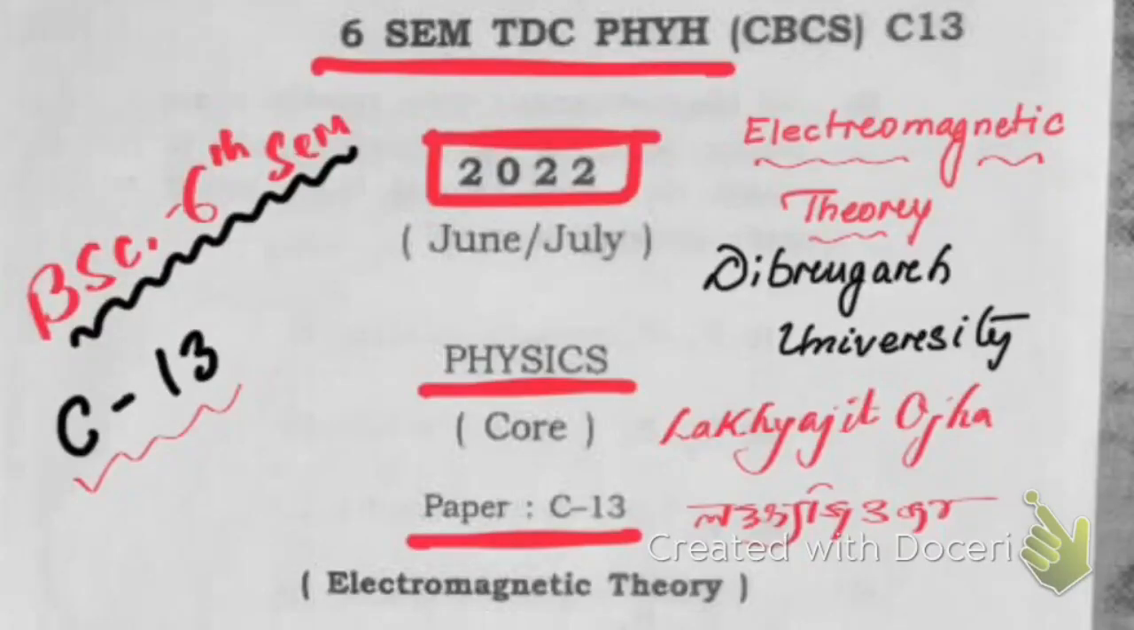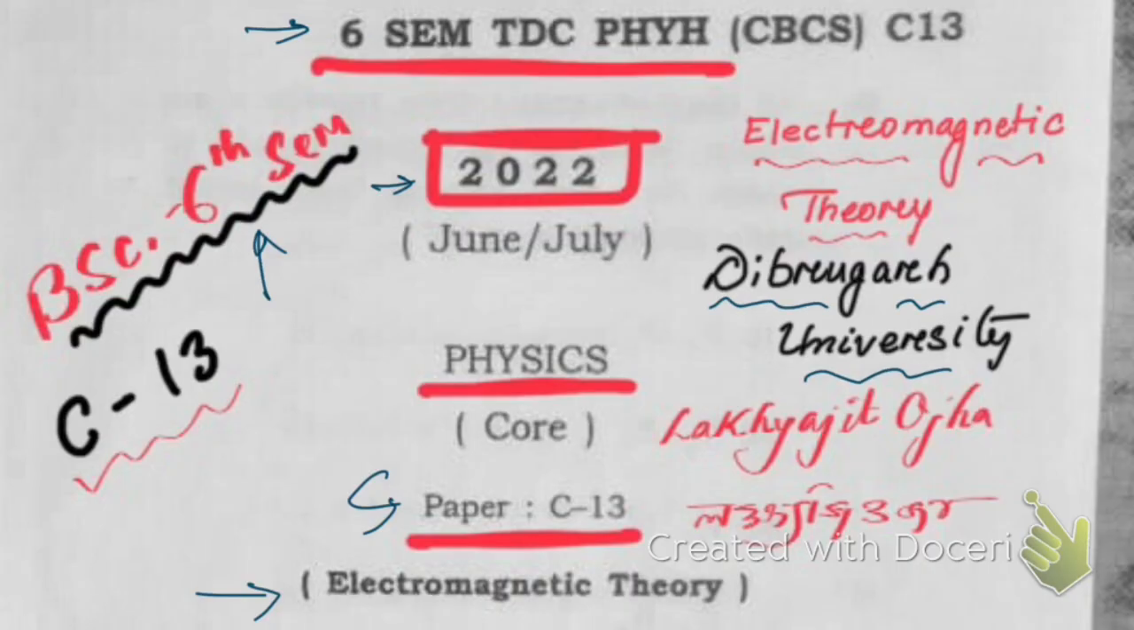Hello friends. In this video today we are going to solve the 6th semester 2022 question paper of paper C-13, Electromagnetic Theory, BSc 6th Sem, Dibrugarh University. So this is part 2.